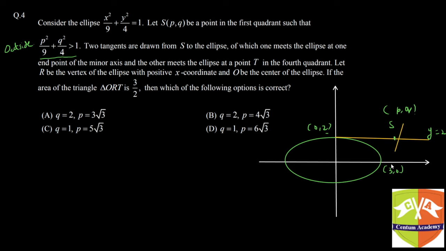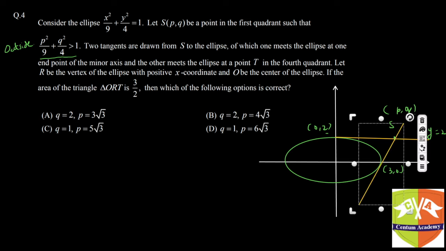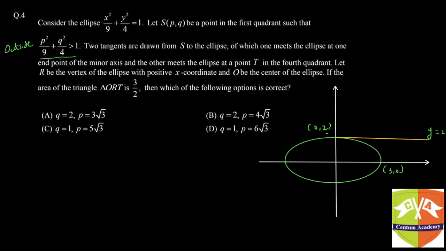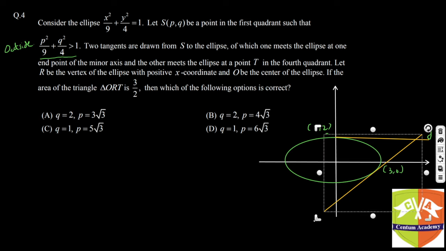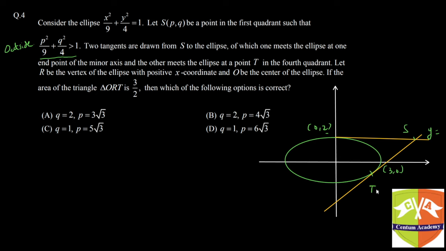Now let me draw the other tangent as well from S. So suppose this is the other tangent. Let me take this S point a little bit further. All right, suppose this point is S. Now the other tangent meets the ellipse at the point T. So suppose this point is T in the fourth quadrant, and let R be the vertex of the ellipse with positive x coordinate. So this point R is (3, 0).